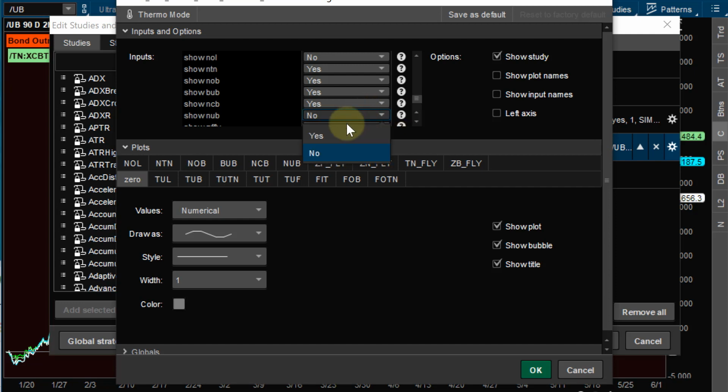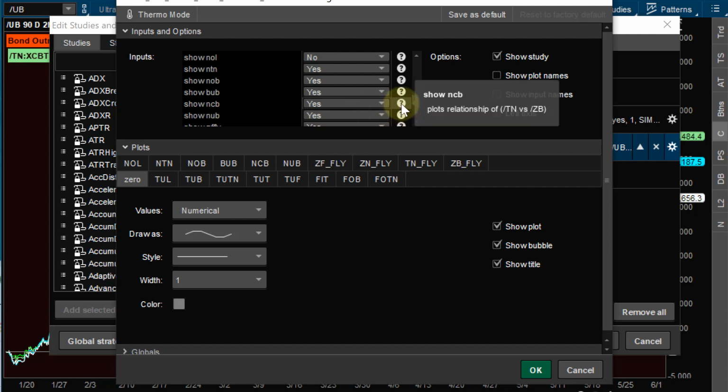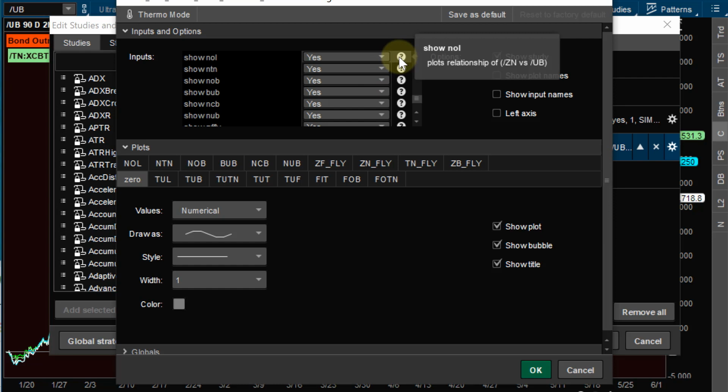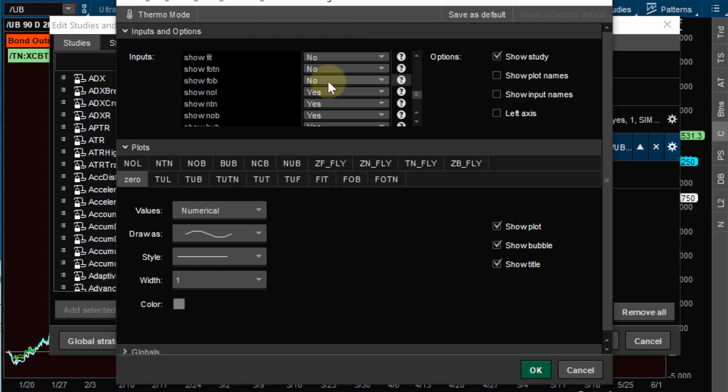This is going to be the TN UB. The NCB is going to be TN ZB. The BUB is ZB UB. The KNOB is going to be ZN ZB. And then this is going to be ZN TN. The NULL too we could look at. The NULL is going to be ZN all the way out to UB, so 7 years all the way out to 30 year. And then the FOB is going to be 5 years all the way out to 30 year.